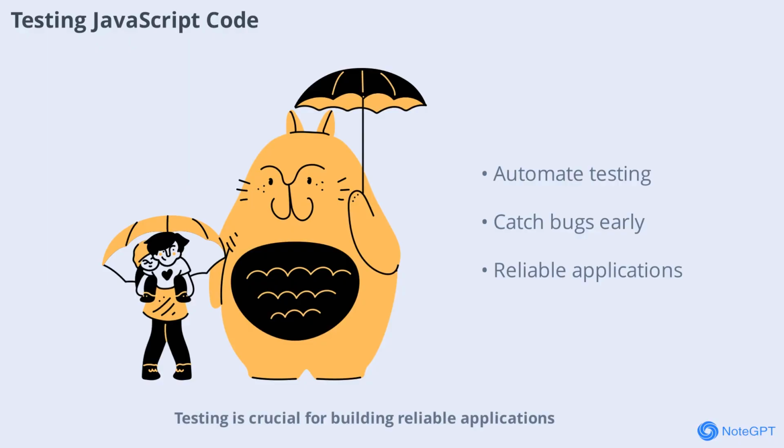Testing is crucial for building reliable applications. JavaScript offers many testing frameworks like Jest and Mocha to automate the process. Writing tests helps you catch bugs early, ensure your code works as expected, and make future changes with confidence. We'll explore the basics of writing and running tests in JavaScript.